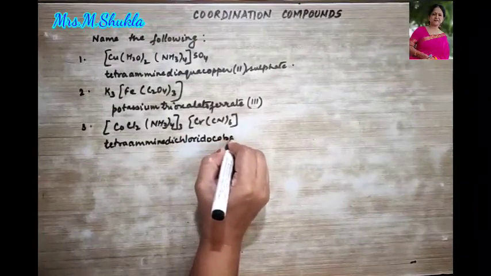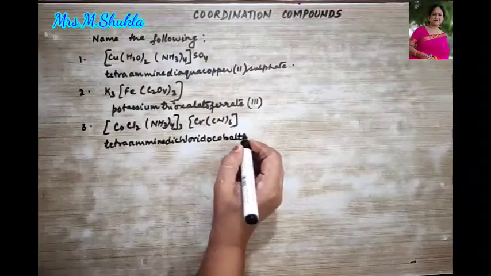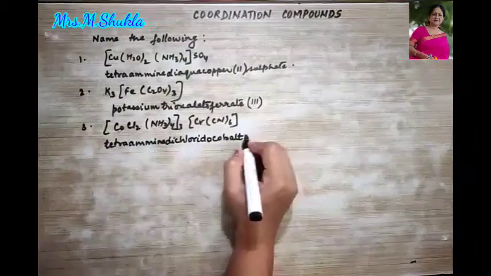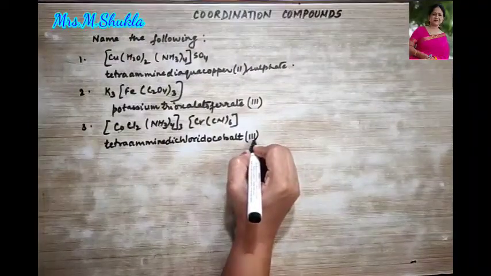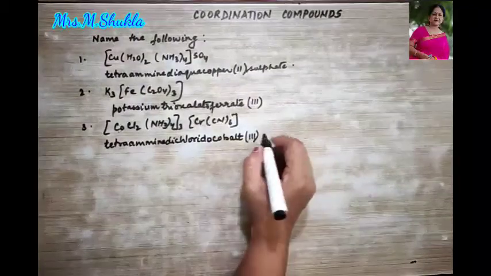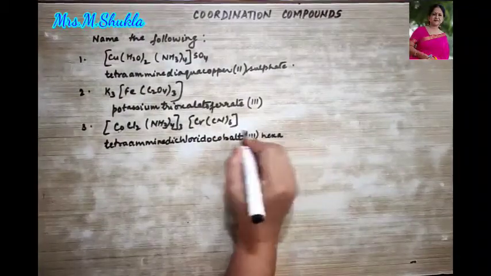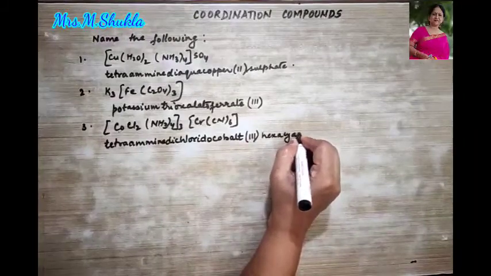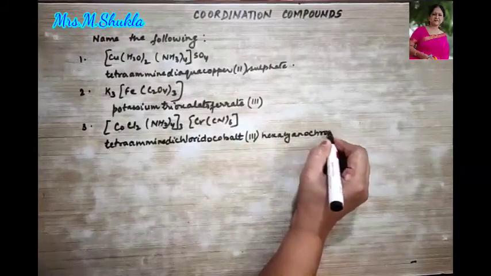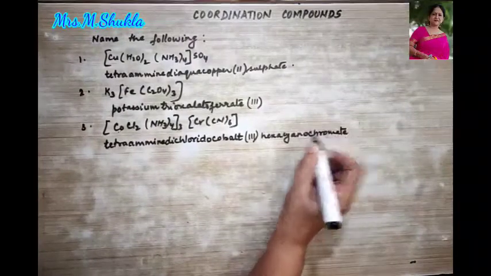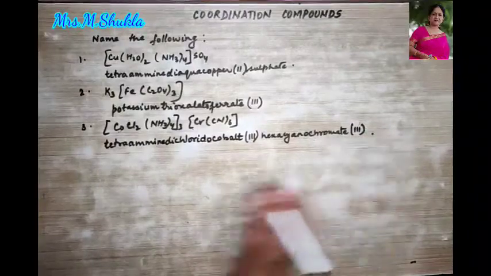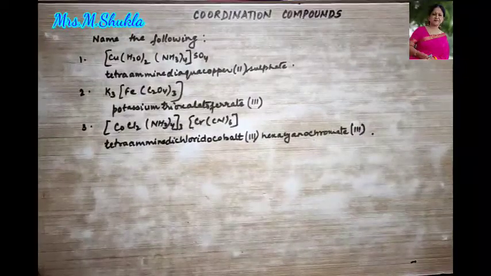Cobalt. What is the oxidation state of cobalt? Check over here. This is 3, so it will be 3. Then we come to the next square bracket. Hexacyanochromate. Find out the oxidation state of chromate. How much? 3. So this will be the name of the compound.